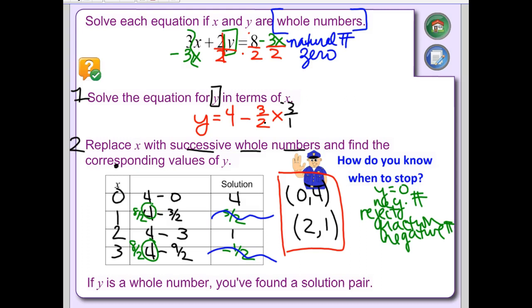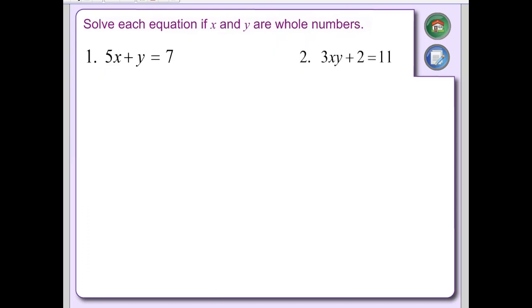So go ahead and write down this equation in your notes. Here we go. Okay, so let's look at number 1. Copy down number 1 in your notes. Okay, so it says solve each equation if x and y are whole numbers. Again, your book directions may say find whole number solutions. Same idea. So what's the first step? What do we have to do first? Yes, we have to get y alone. For me to get y alone, who do I need to move to the other side? Yeah, we got to move this 5x over.